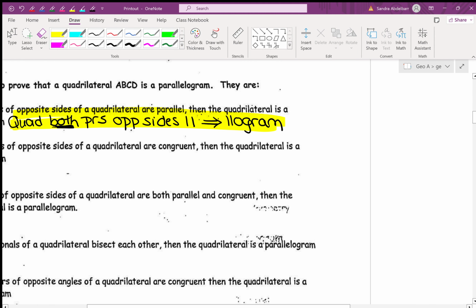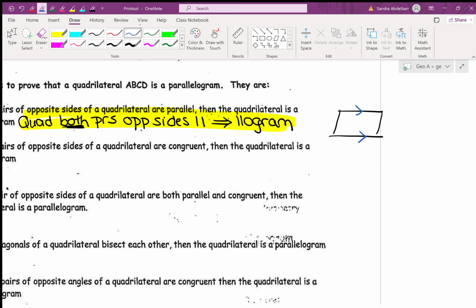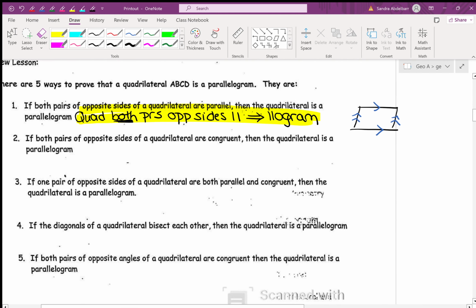All right, what would that look like? It would look like if we had our 4-sided figure, you would need to show that the top is parallel to the bottom, and you'd need to show the left is parallel to the right. You need to show both pairs of opposite sides parallel. One pair of opposite sides parallel is not enough. So that's one way to prove that a quad is a parallelogram.